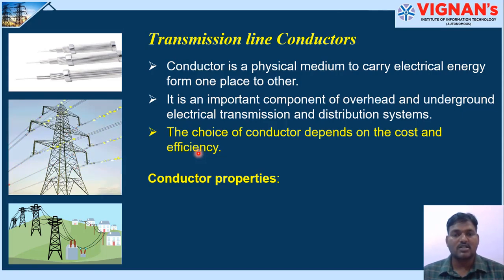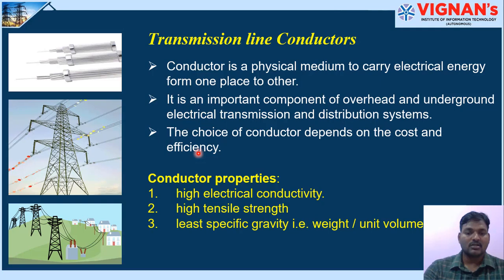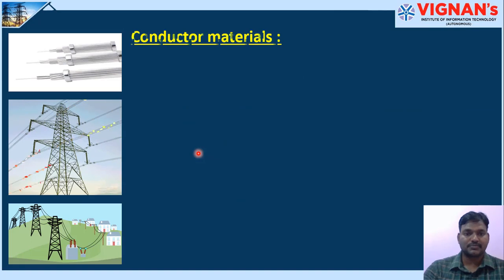Similarly, the resistance depends upon the length and area, or you can say it depends upon the volume of the material. So if you properly choose the material which has minimum volume to give maximum efficiency, you can suitably design an optimized conductor for the transmission system. Conductor properties are: it should have high electrical conductivity, good tensile strength, and less specific gravity. Specific gravity is defined as the ratio of weight to unit volume. It should have low cost, it must be inexpensive.